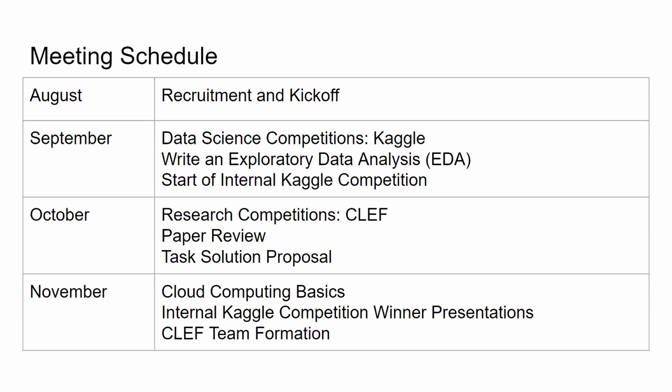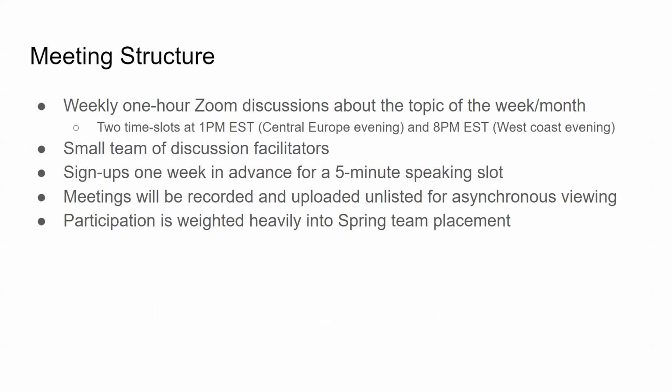Oop, using two computers. For the actual meeting structure, this is our week to week. We're gonna have a weekly 1 hour Zoom discussion. There are gonna be 2 sessions planned so far. One is at 1 p.m. Eastern, and the second is at 8 p.m. Eastern, the time slot right now. These coincide with Central Europe evening and Pacific evening.